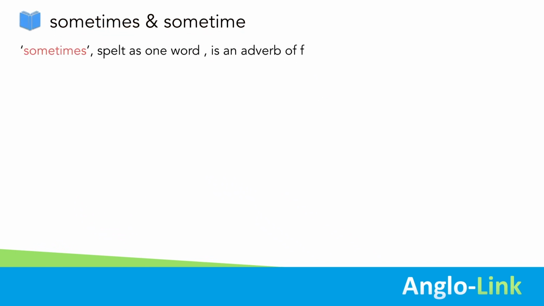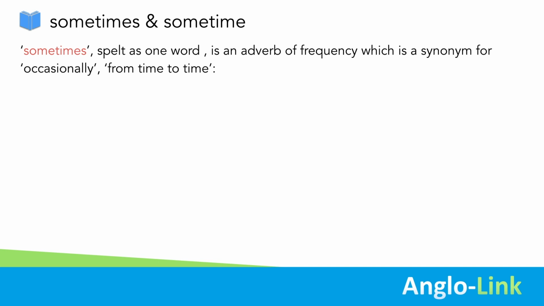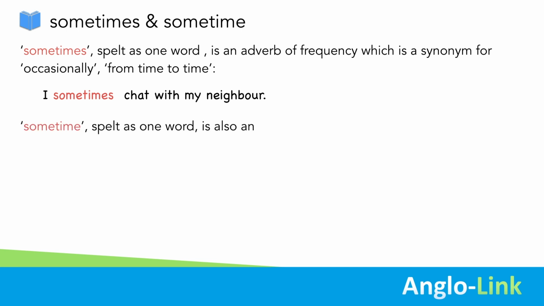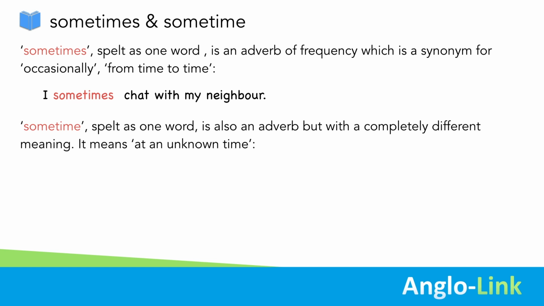Sometimes, with the s and spelled as one word, is an adverb of frequency, which is a synonym for occasionally, from time to time. For example, I sometimes chat with my neighbor. Sometime, without the s, also spelled as one word, is also an adverb, but with a completely different meaning. It means at an unknown time. For example, I chatted with my neighbor sometime last week. I don't remember when.